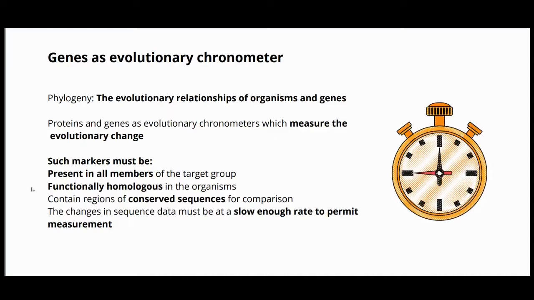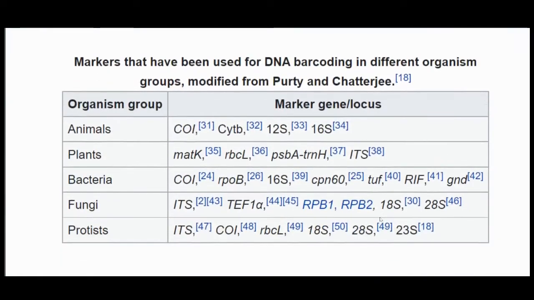So there are certain requirements to be a good marker. First of all, that marker should be present in all members of the target group. It should be functionally homologous in the organisms. And that marker should contain both conserved regions, because conserved regions help in the alignment of the data set, and just conserved regions will not be enough, because you need phylogenetic signals, and the phylogenetic signals are there in variable regions. So these variable regions should be slow enough to permit the measurement of evolutionary change.